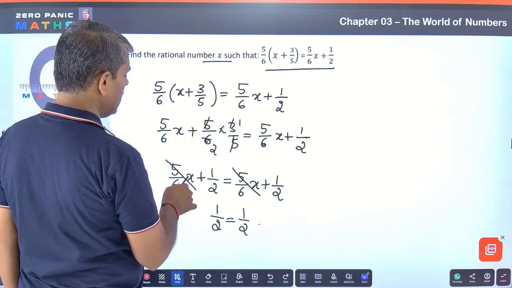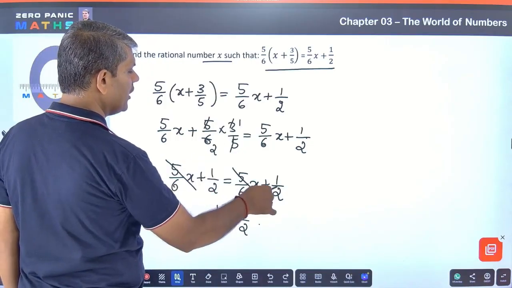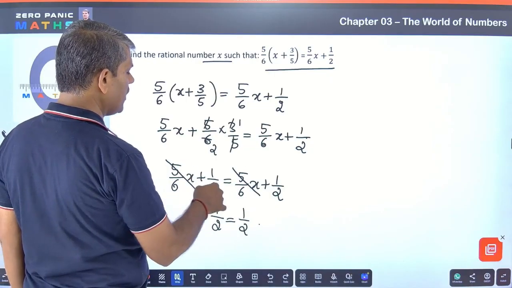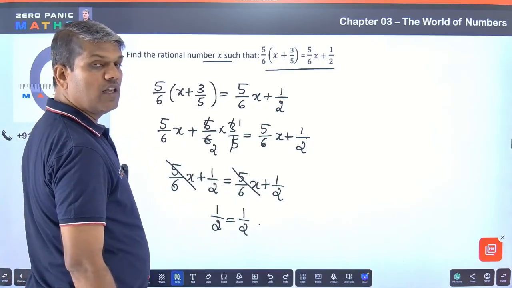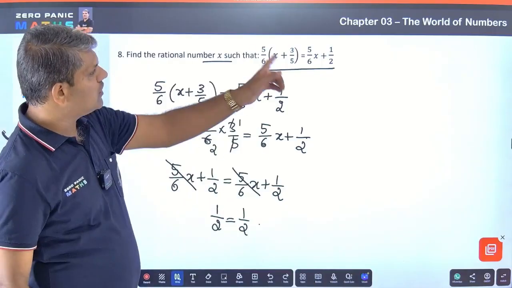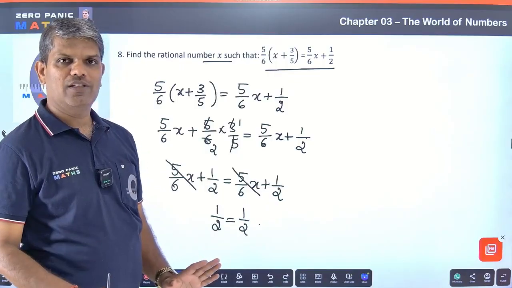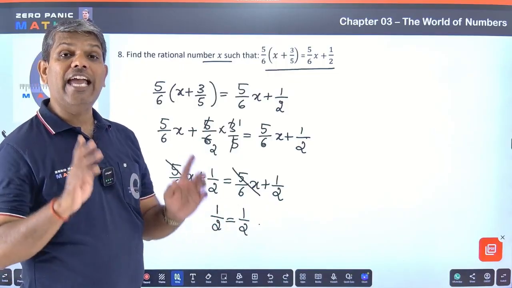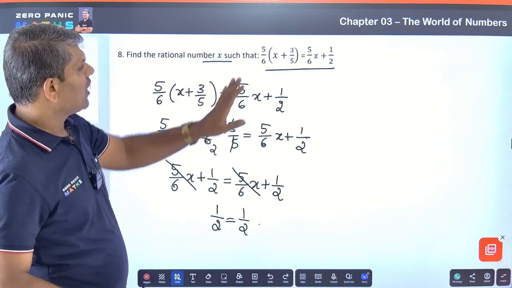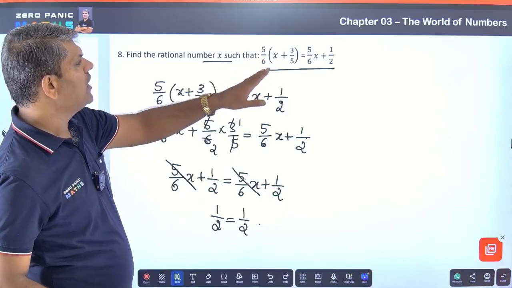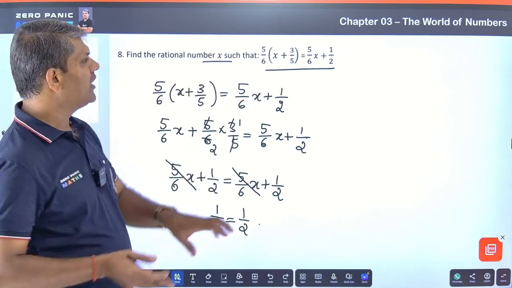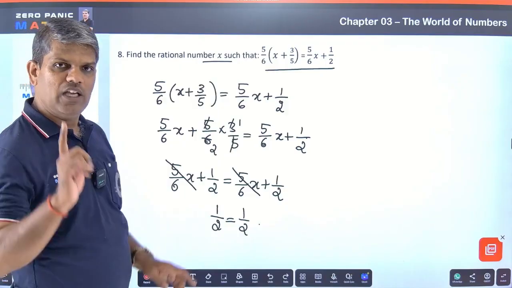You can see if I put x is equal to 0, it will give me half is equal to half. If I get x is equal to 1, 5 by 6 will get cancelled, half is equal to half. So any value of x you put here, any rational value, this expression is going to be true only. So there is no question of finding any specific value for x. This is a special case in such problems, that you will not get any single value or double values that can satisfy this equation. You getting my point?